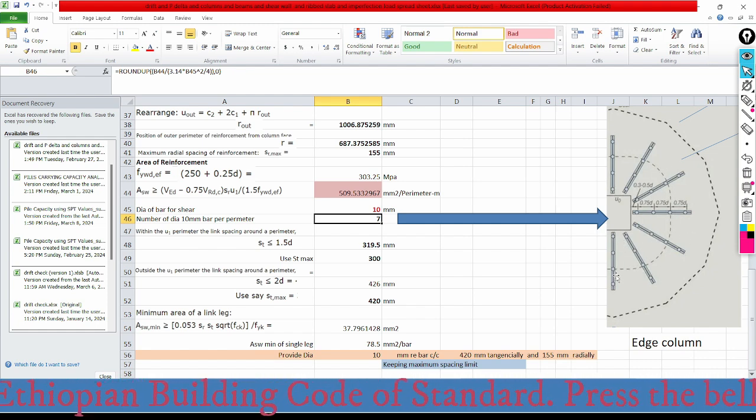So we can count it: 1 2 3 4 5 6 7. So 7 shear reinforcement legs per parameter will be required in the tangential direction. And in the radial direction, how many shear reinforcement legs are required? It depends on the distance between the face of the column and the location of the last reinforcement bar. That is SRS, that is RS, calculated before.